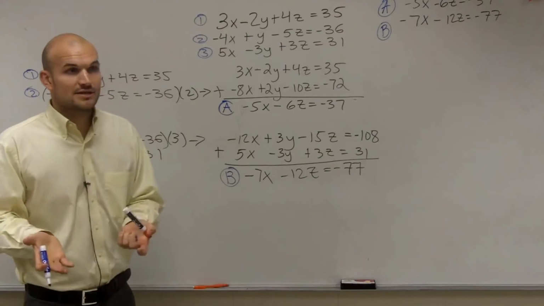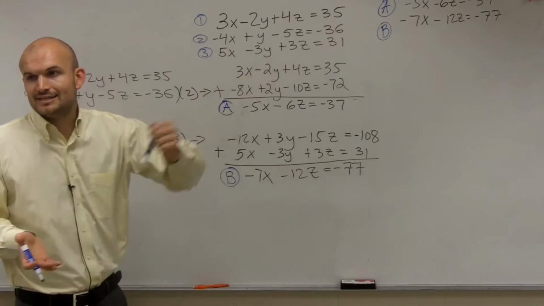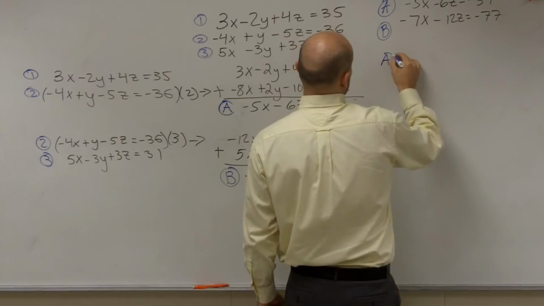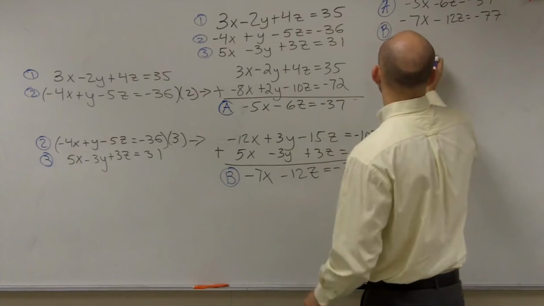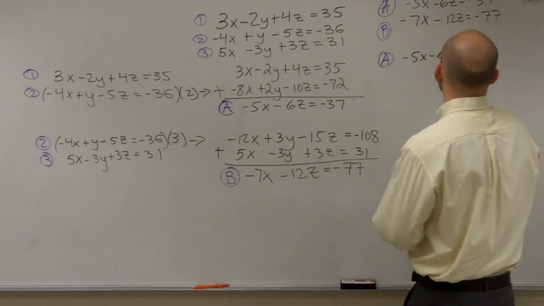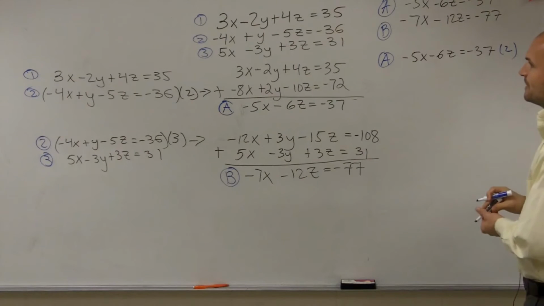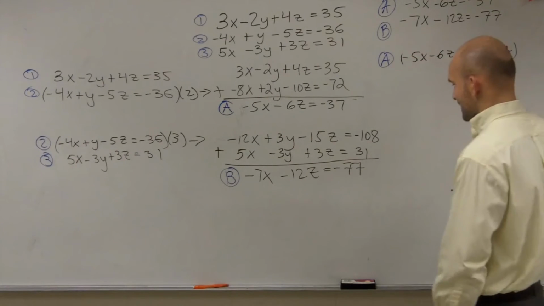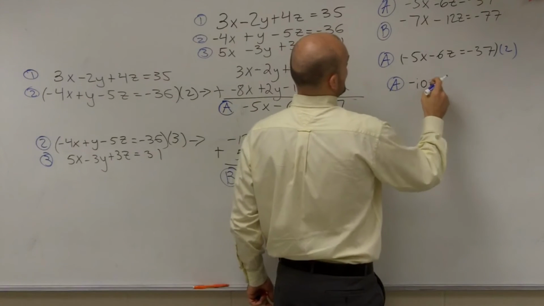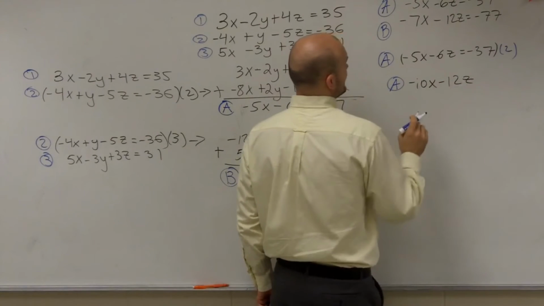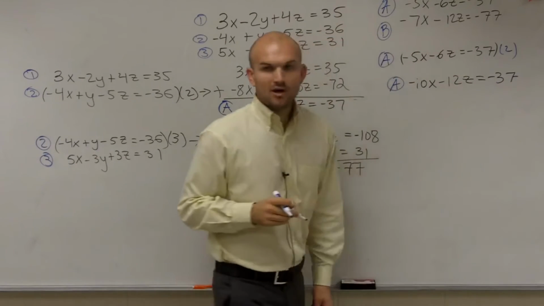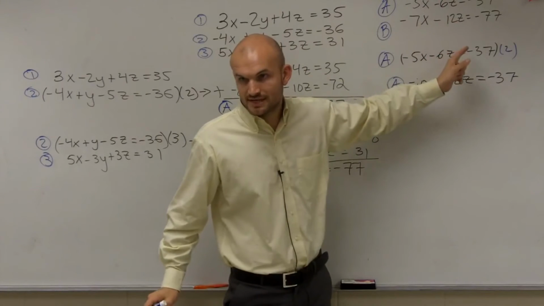So to do systems of equations for these, I can't just add them up, right? You can use elimination or substitution, whatever you want to do. However, I need to get them to be the same variable. So what I'm going to do is I'm going to multiply A times 2. So when I multiply that by 2, I now obtain my new A, which is a negative 10x minus 12z. I got a negative 12z and a negative 12z, right?